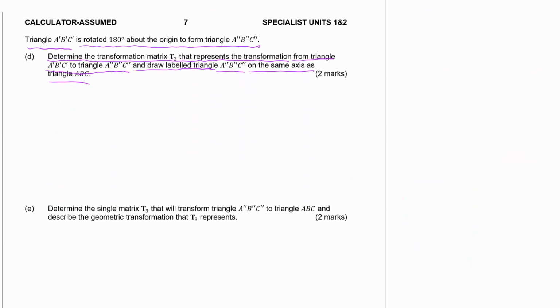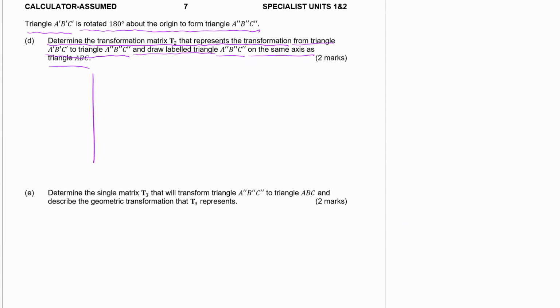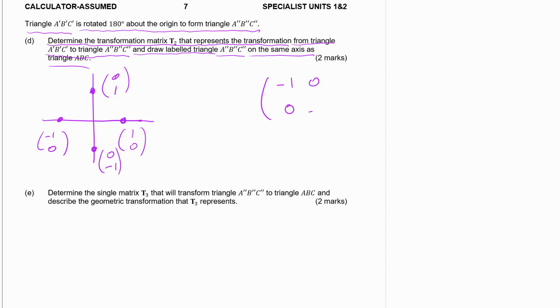Now, if we think about the matrix, for a 180 degree rotation, the point (1, 0) would go over here to (-1, 0). That gives us the left-hand column of our matrix. We think about (0, 1), 180 degrees would take it to (0, -1). That's the right column of our matrix.